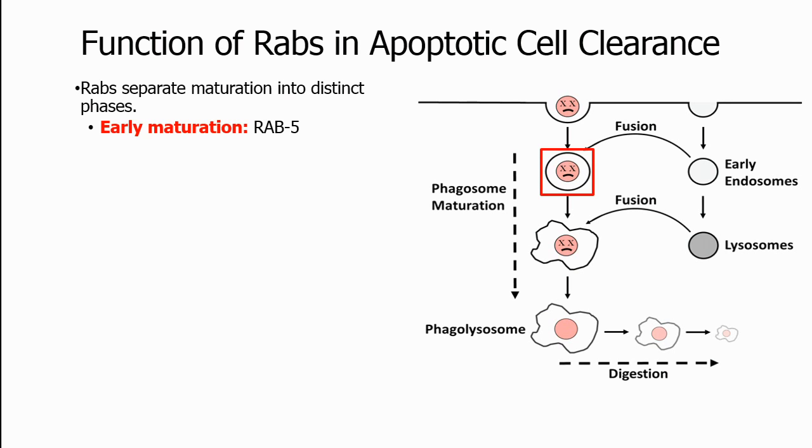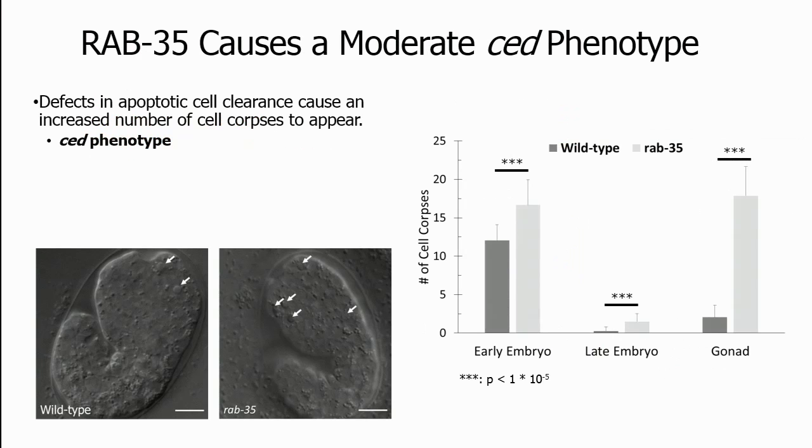And Rabs essentially separate maturation into distinct phases. So early in maturation, phagosomes are largely RAB-5 positive, but later on in maturation, there is a distinct active removal of RAB-5 and a replacement by RAB-2 and RAB-7. So Rabs essentially organize maturation, and if you disrupt them, you basically disrupt the process as a whole.